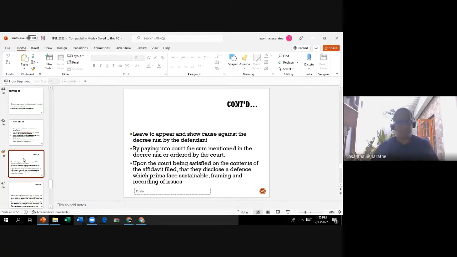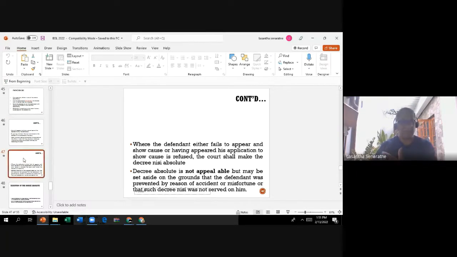Upon the court being satisfied on the contents of the affidavit filed, that they disclose a defense which prima facie is sustainable, framing and recording of issues. So then the trial stage starts. Normally the first issues will be framed and then the trial and the rest of the process. Not like money recovery, the hearing period or the next hearing date will be a short set of dates, because the court wants to finish as soon as possible.